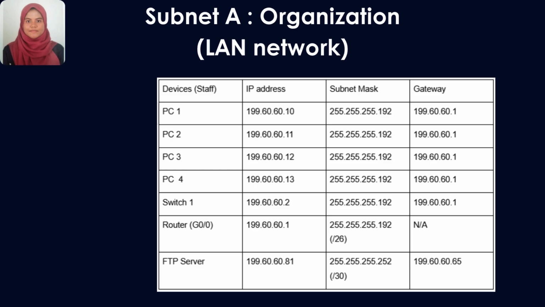199.60.60.2. And the FTP server operates on a different subnet, which is 199.60.60.80/30, with the IP 199.60.60.81 and a gateway of 199.60.60.65, indicating it is part of a separate and small subnet within the overall network design.